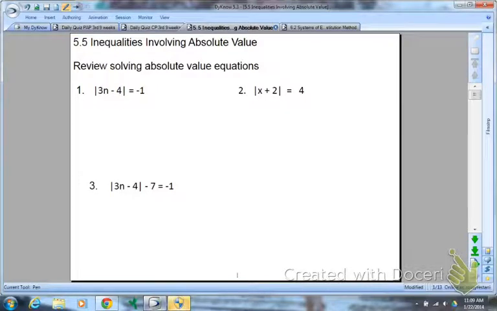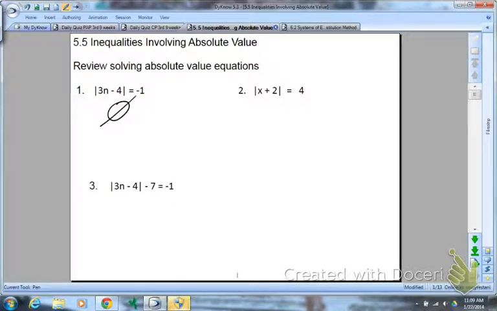Okay, section 5.5, inequalities involving absolute value. We're going to review solving absolute value equations really quickly. Number one, can an absolute value ever equal a negative number? No. So anytime you have an absolute value equal a negative number, it is no solution.